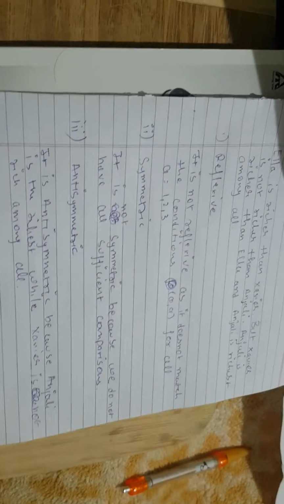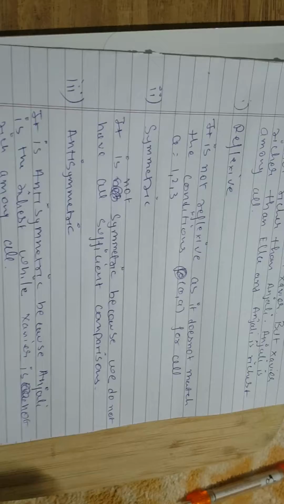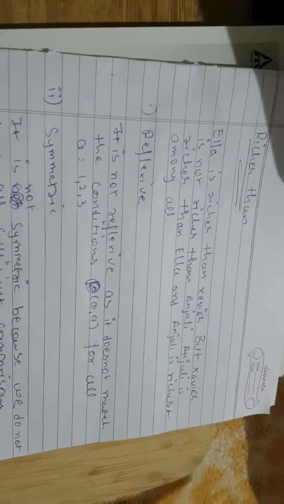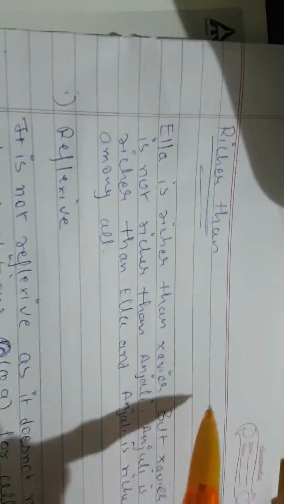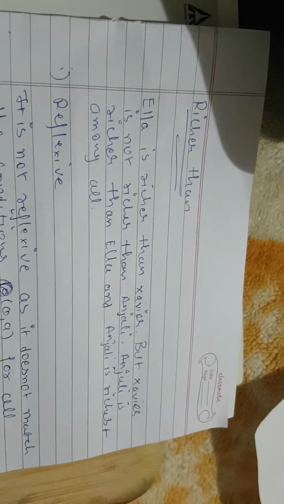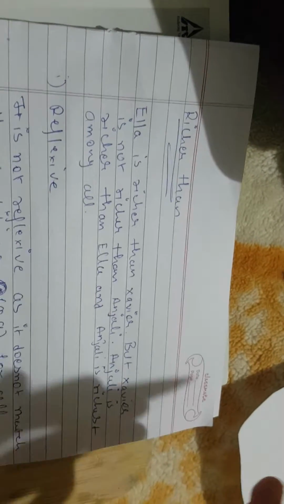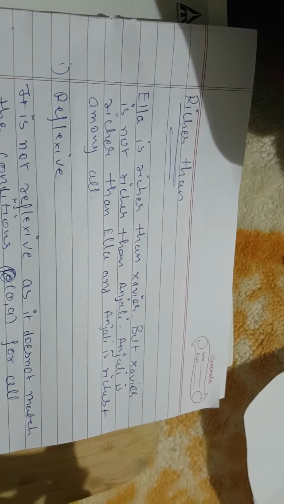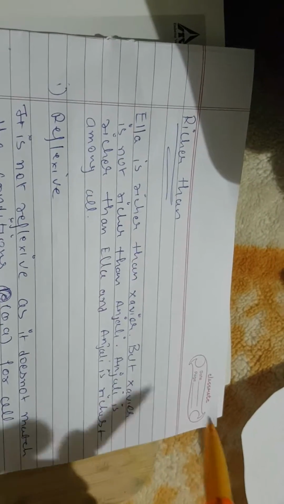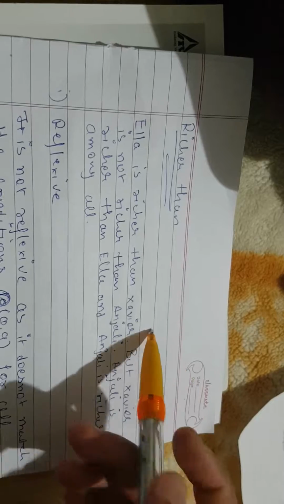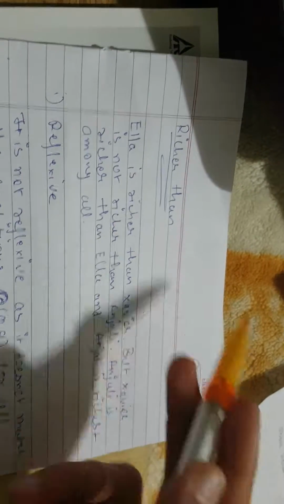Symmetric property: it is not symmetric because we don't have all the sufficient comparisons. For example, Ella is richer than Xavier, but it is nowhere mentioned that Xavier is not richer than Ella. For a property to be symmetric, it is compulsory to mention that Xavier is not richer than Ella.